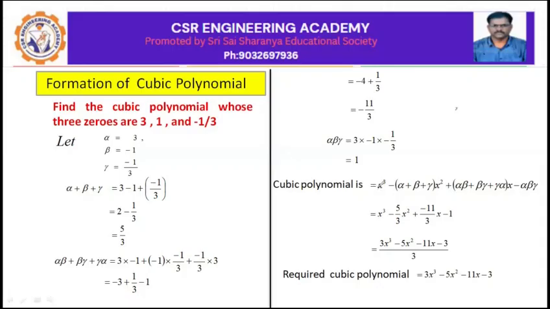Cubic polynomial is equal to x cube minus (alpha plus beta plus gamma) into x square plus (alpha beta plus beta gamma plus gamma alpha) into x minus alpha beta gamma is equal to x cube minus 5 by 3 x square plus minus 11 by 3 x minus 1, is equal to, LCM 3. So that is 3x cube minus 5x square minus 11x minus 3. Required cubic polynomial is equal to 3x cube minus 5x square minus 11x minus 3.